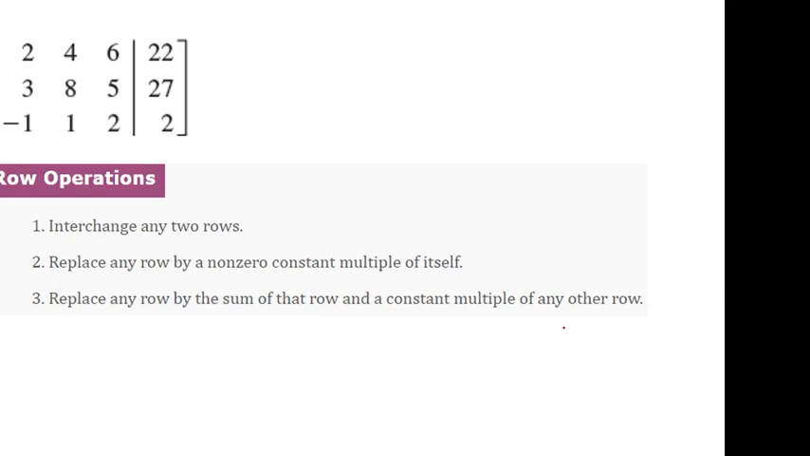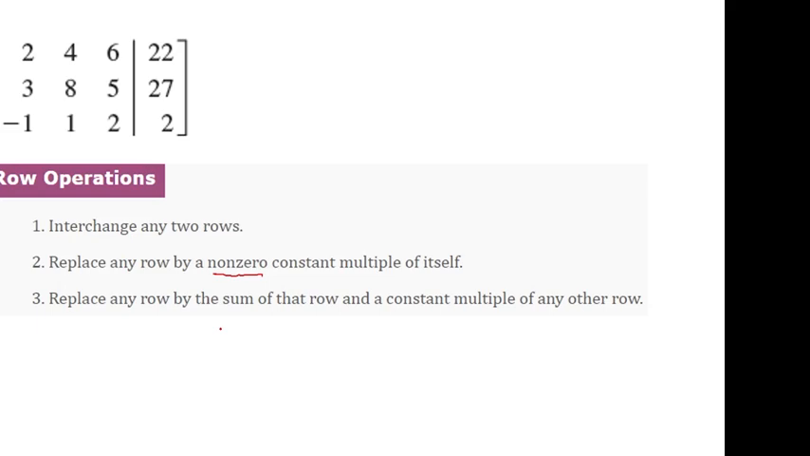That's like multiplying both sides of an equation by a number, which you know you can do. But be careful. Remember that it has to be a non-zero constant, otherwise you completely wipe out the equation and get 0 equals 0, which is useless. Finally, you can replace any row by the sum of that row and a constant multiple of any other row. In other words, we can add equations, which is what we've always been doing, except now we're going to do it with rows of the matrix.